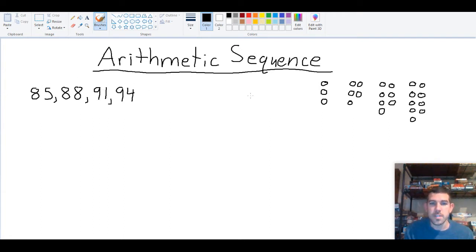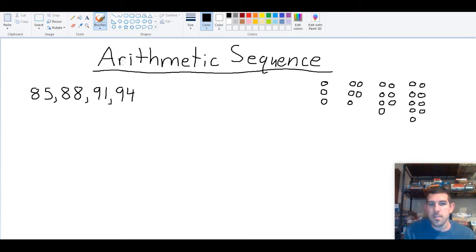You can see sequences also sometimes in the form of these shapes. Look over on the right, you'll see these 3 circles, and then 5 circles, then 7 circles, and then 9 circles. That's also a sequence. So again, a sequence is just a list.